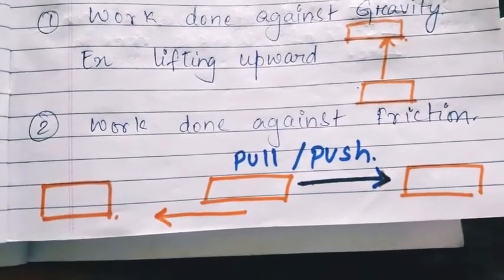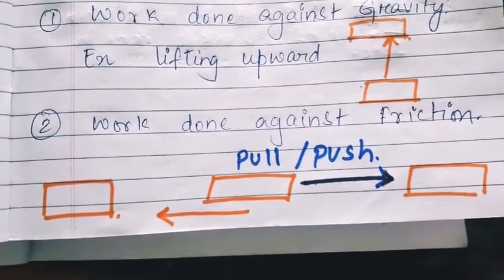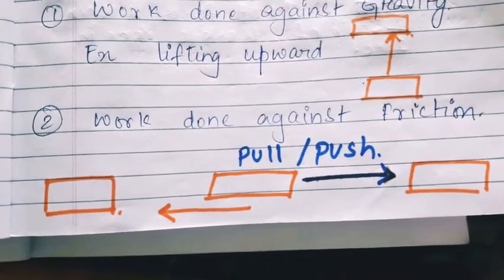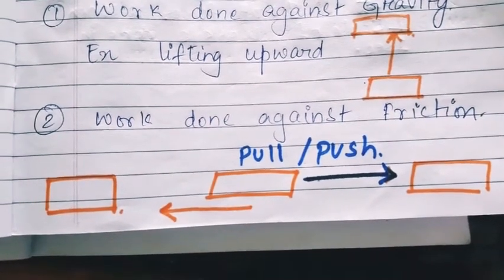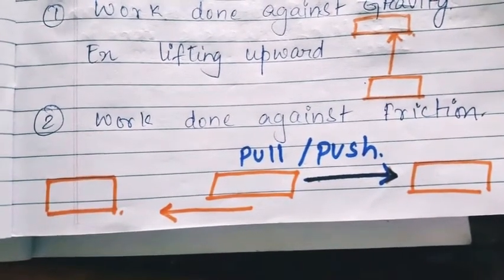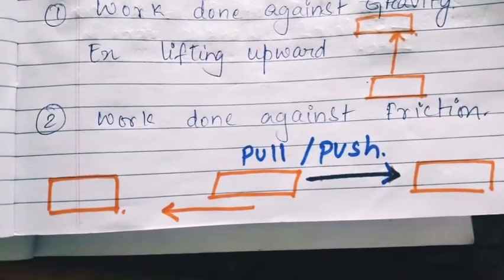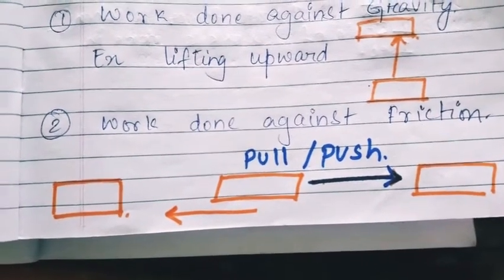So when we are walking sideways, or any object is moving sideways from left to right, or when we are pushing or pulling any object, then the work said to be done is called work against friction.